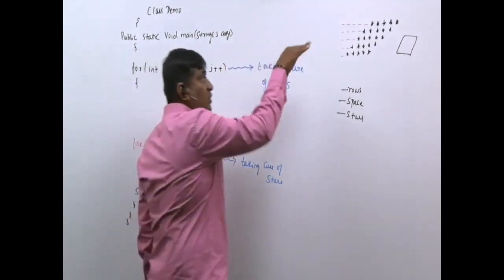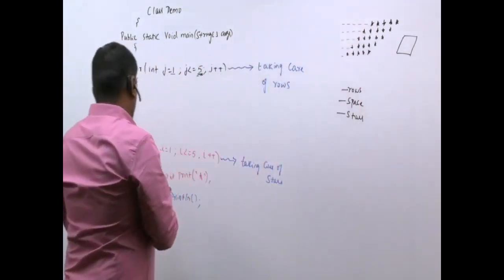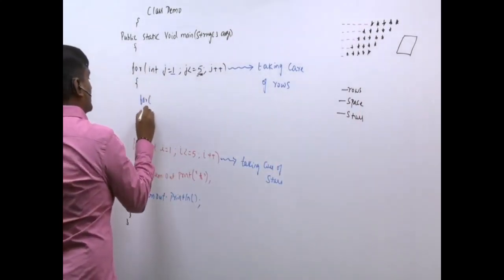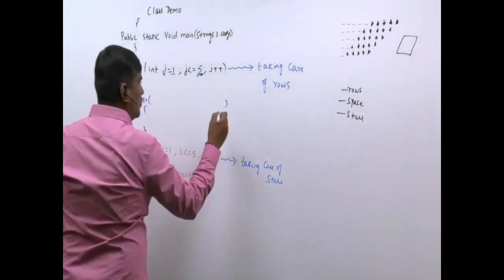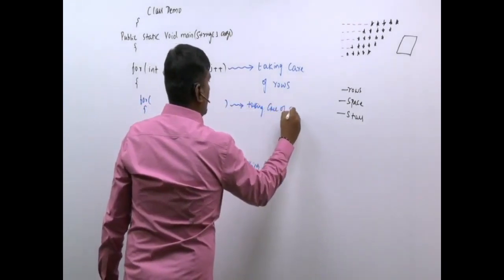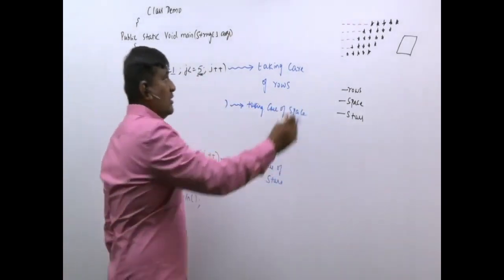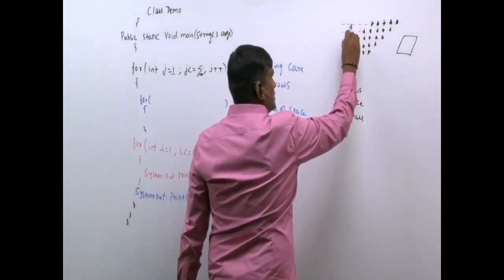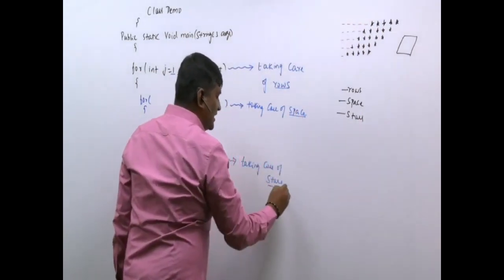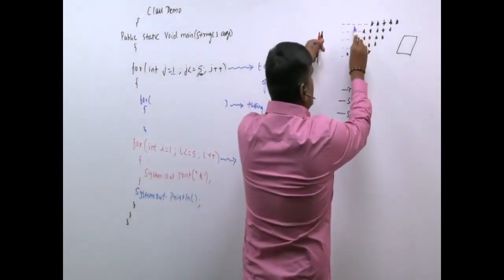Now tell me, in each row, who is coming first? Space is coming first or star is coming first? Space. Hence, in order to take care of the space, I will write one more for loop like this. So this is the for loop taking care of space. Look at the beauty of the programming. Rows will come first. In a row, space followed by stars.